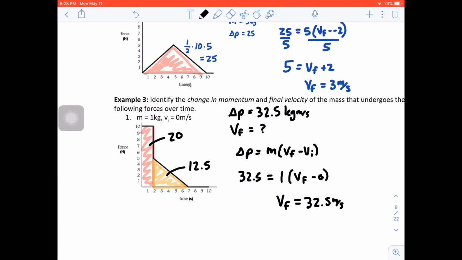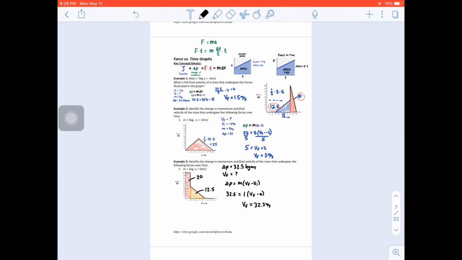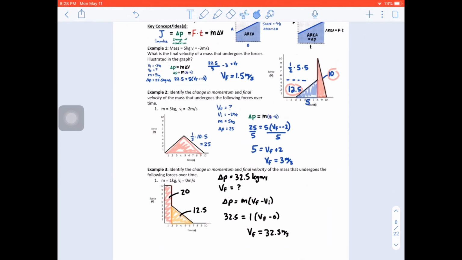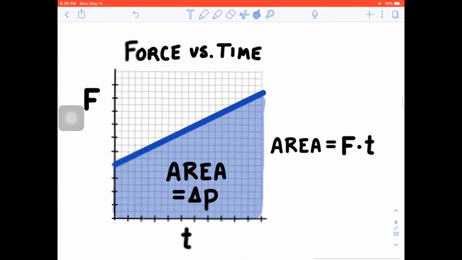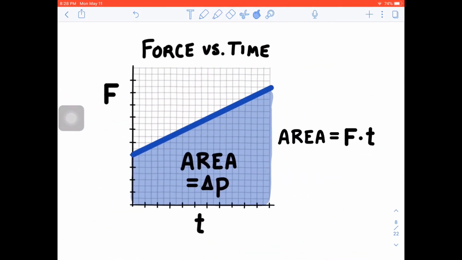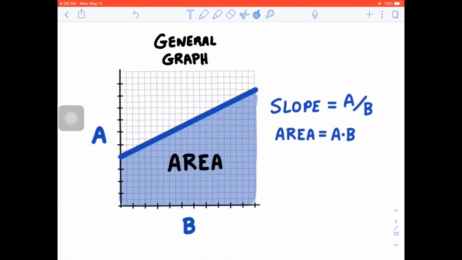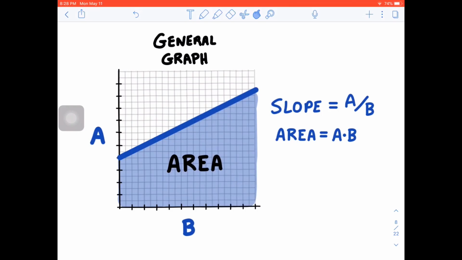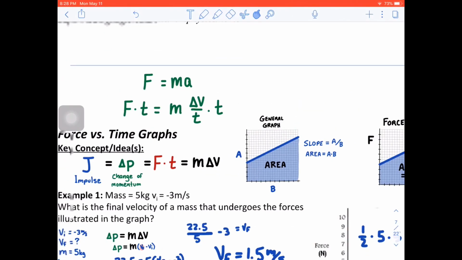I hope that makes sense. And honestly, if you're going to remember anything from this video, don't remember specifically that force versus time graphs have an area equal to impulse. I would just say in general, remember this, because you have no idea what the next graph you're going to have to read is. But you want to always ask yourself, does it mean anything if you multiply the axes or if you divide the axes? And what does that mean?